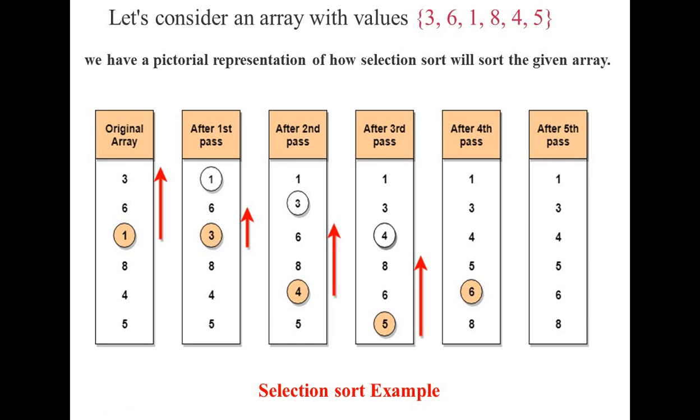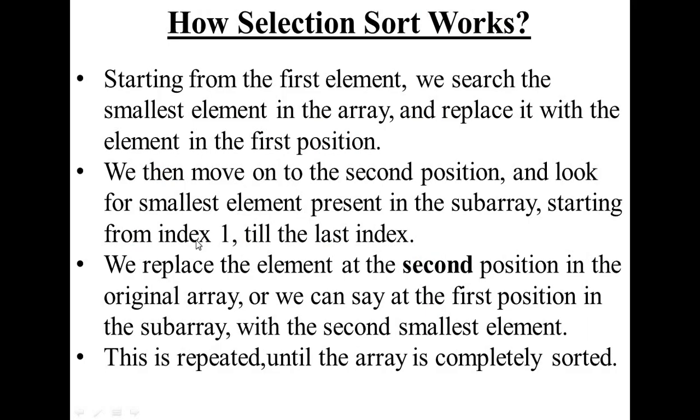So the second step says we have to choose the second smallest number and place it at the second position. Now we'll replace the element at the second place with this 3. So we'll put this 3 here and 6 will be placed at the third position. After this second step, in this third step, you can see 1 and 3 both are sorted. So this process will be repeated. We replace the element at the second position in the original array, which is the first position in that sub array, with the second smallest element. This is repeated until the array is sorted.